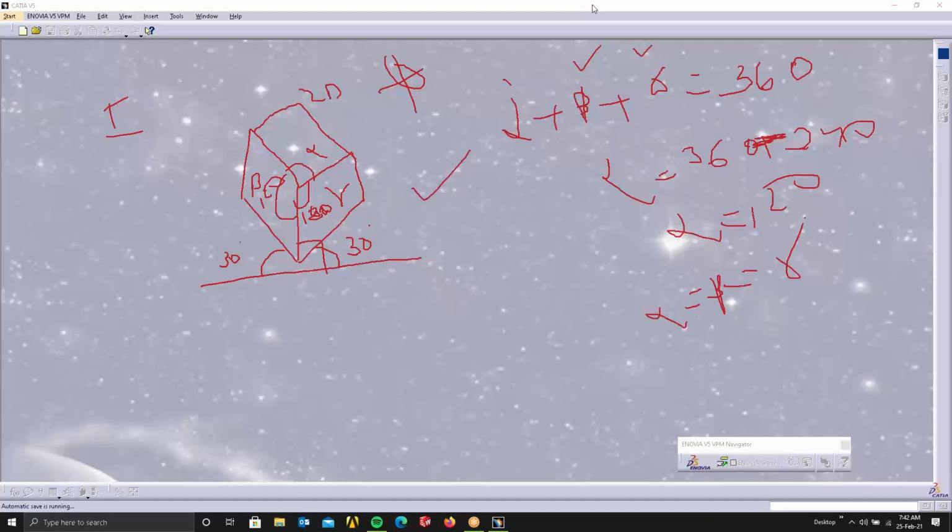Then moving on to the next. Next is dimetric. In dimetric, two angles are the same. Here also we have two angles the same, right? So similarly, in dimetric, we have two angles the same.